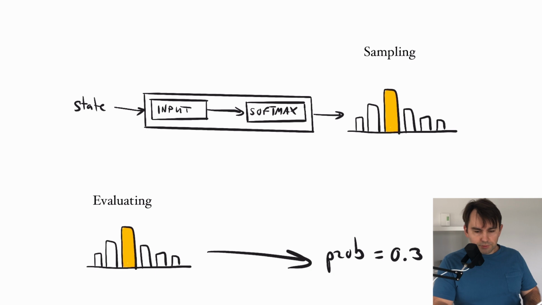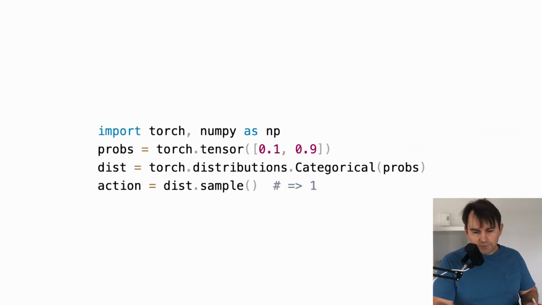Well, we can use PyTorch to help us sample and evaluate these things. For example, we can use the Categorical class from torch distributions, which takes a list of probabilities and builds a distribution for us. We can then sample this distribution to get our action. Don't forget, this is zero-based indexing, so number 1 here means the second element was chosen because it had the high probability.